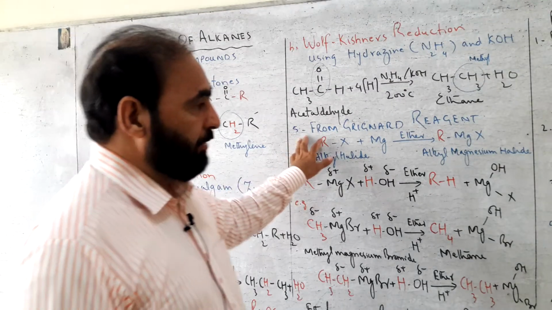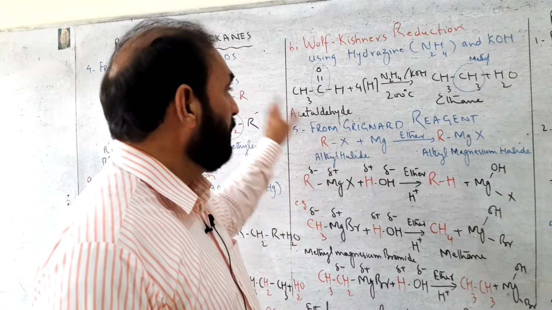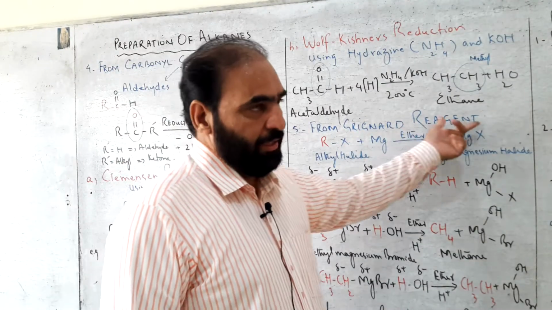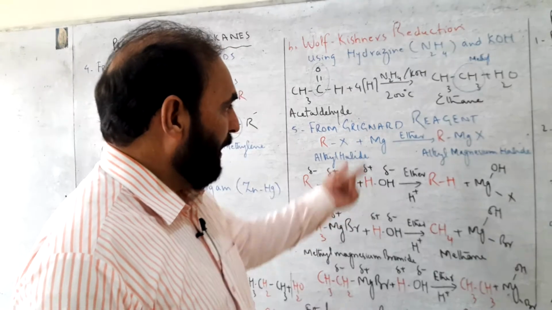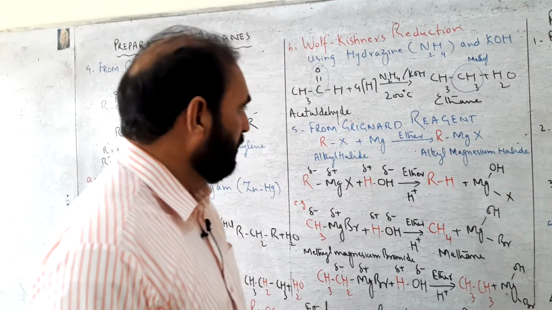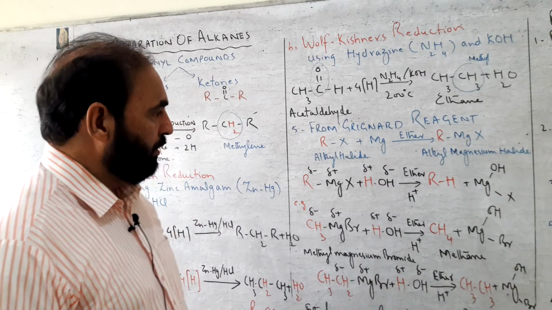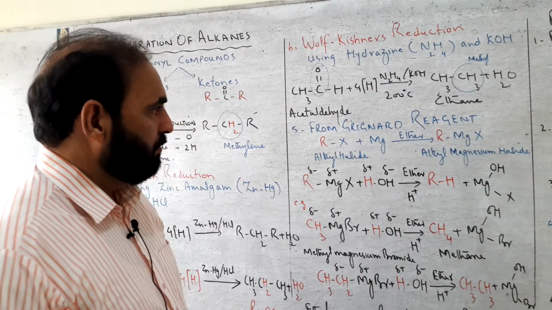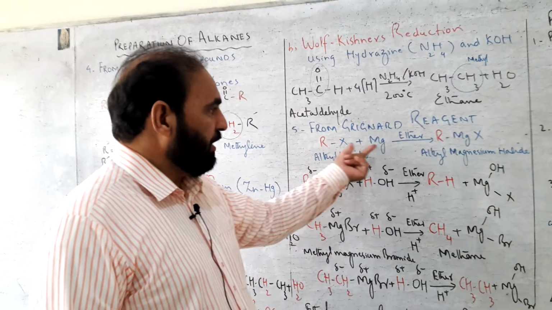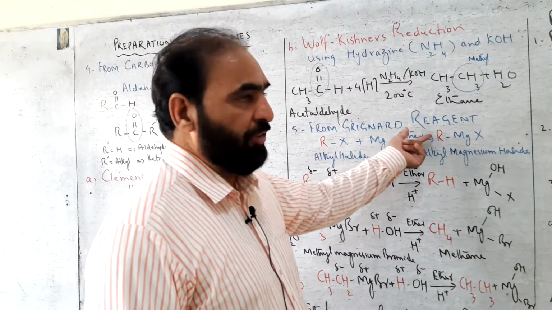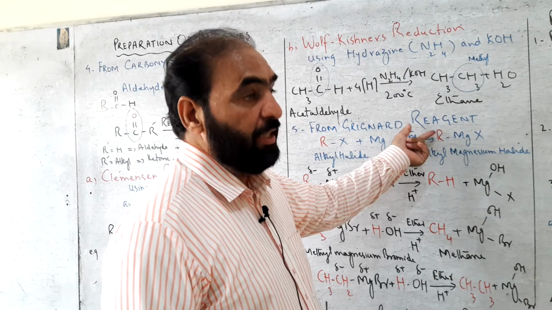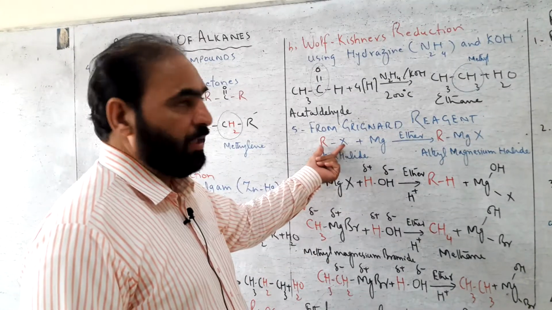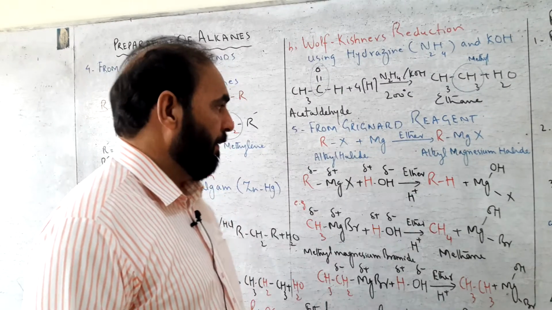So the fifth method for the production of alkanes is from Grignard reagent. This is a special family of organic compounds which is a derivative of alkyl halide. RX is treated with magnesium in the presence of ether. An ethereal medium is used to conduct the reaction between alkyl halide and magnesium.